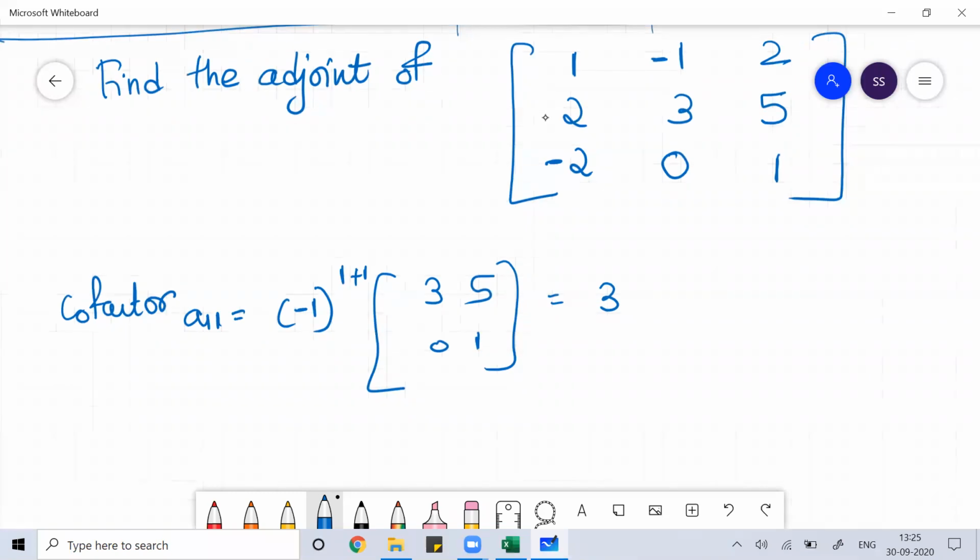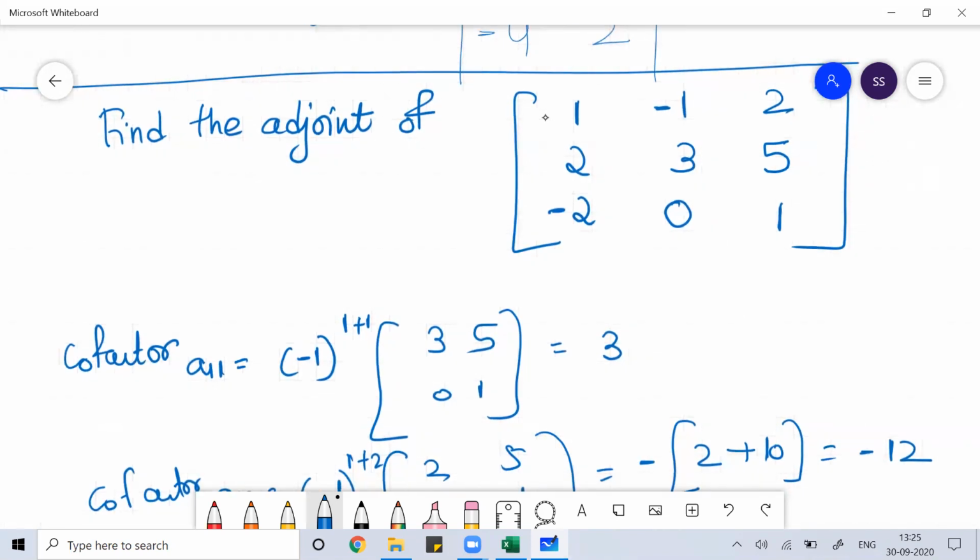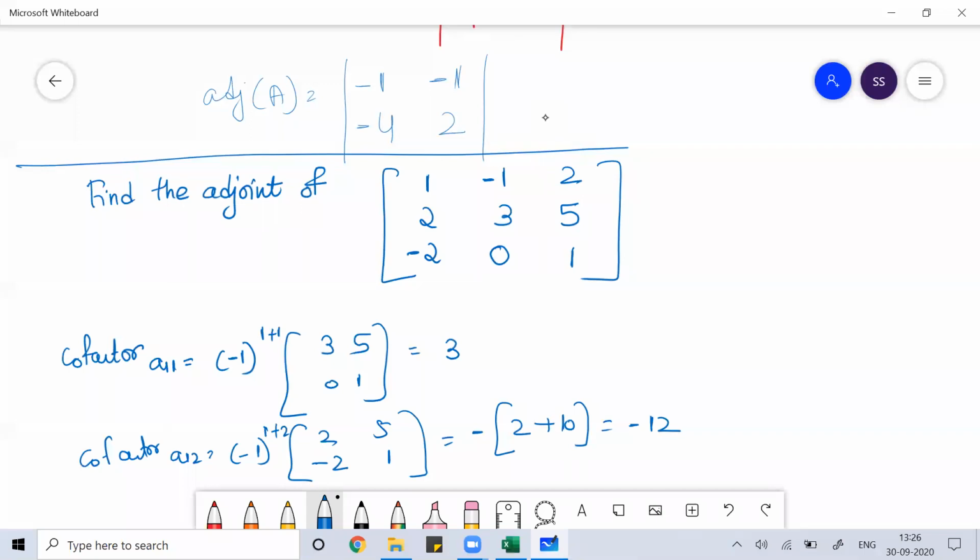What is the cofactor of A12? That is -1 to the power 1 plus 2. So the minor is -1, 2, then 2, 5, 1. This is the minus sign, and 2 ones are 2, so minus minus plus, you'll get minus 2. So individually find the cofactor. Everyone first write down the question, then I'll do each problem.